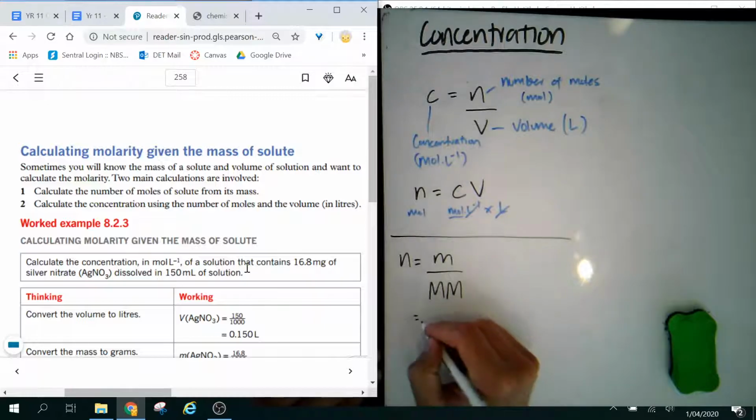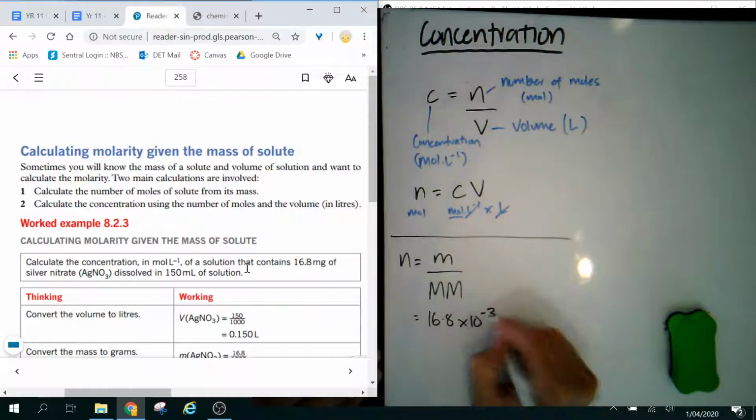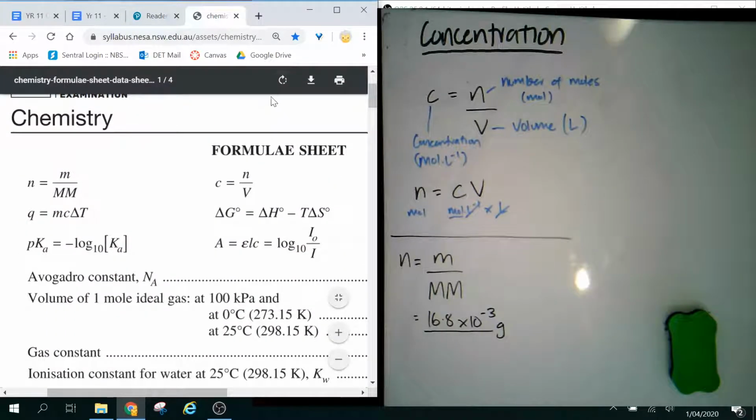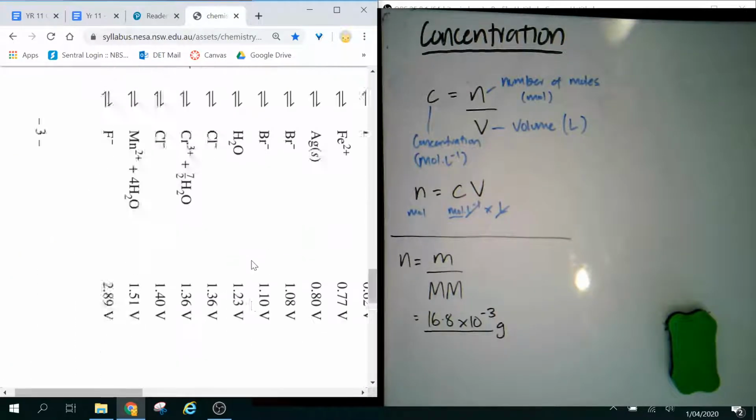That mass that we have is 16.8 milligrams. Now, milli means times 10 to the minus 3. It means a thousandth of. So we can write that as 16.8 times 10 to the minus 3 grams. And our molar mass of silver nitrate, we're going to have to calculate from our data sheet. So I'm going to go to the periodic table, which is down the bottom.